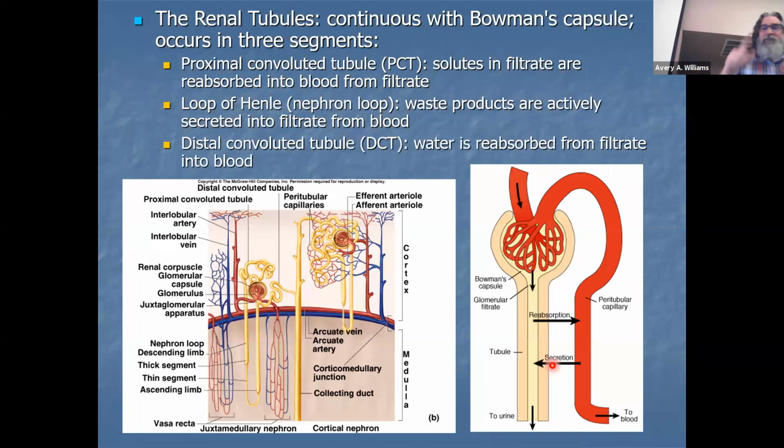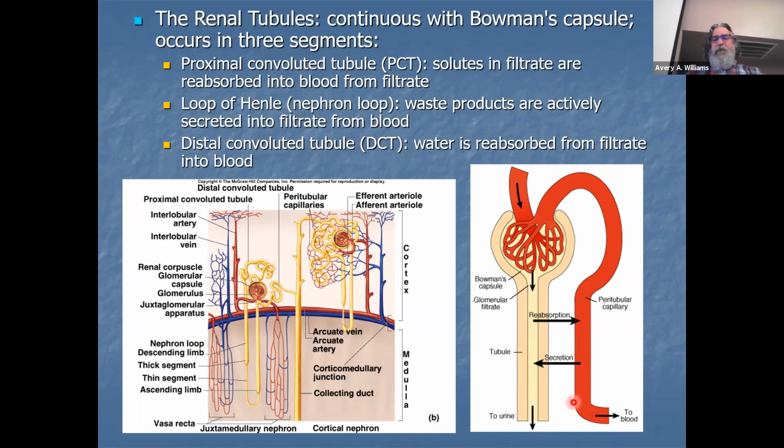All right. Now, after the loop, you have descending and ascending loops, and it comes back and starts getting coiled again. See the coil right here, and then it comes up and gets a little coil right here. That's the distal convoluted tubule. Distal, like further away, further downstream. The distal convoluted tubule is where water is reabsorbed from the filtrate back into the blood. So here's the last part. They don't show you this right here, but you'd have another arrow coming back this way, moving just water, okay?